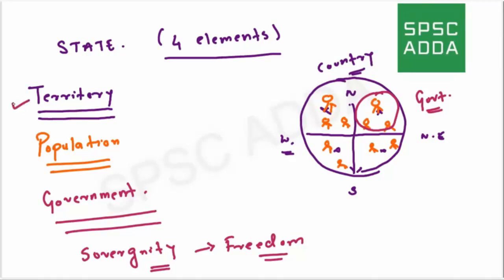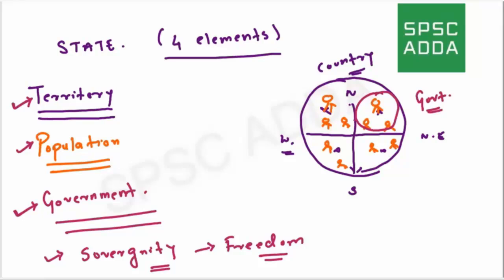The first element of state is territory, the territory of our nation. The second element of state is the population, the population which is residing in the state. The third element is government. The fourth element is sovereignty. Clear? Yes, sir. Clear? So write down four elements of state or nation.